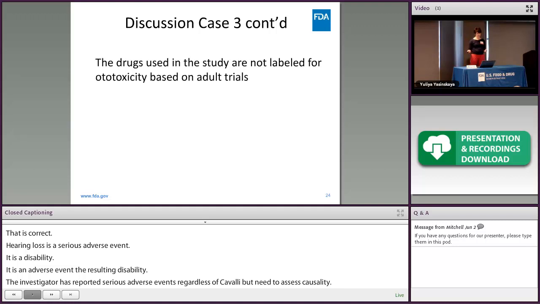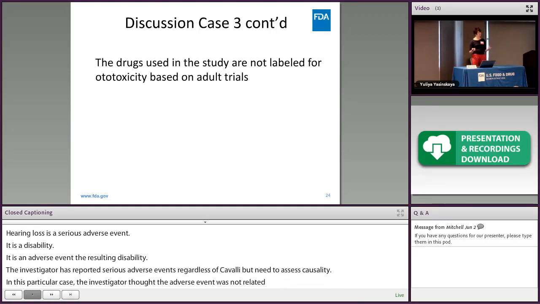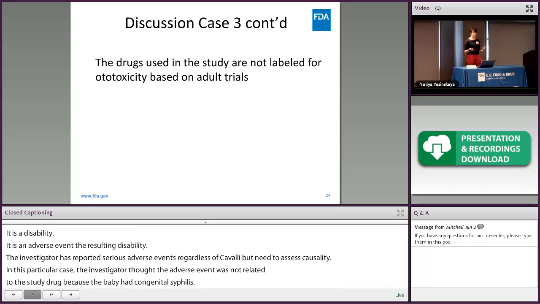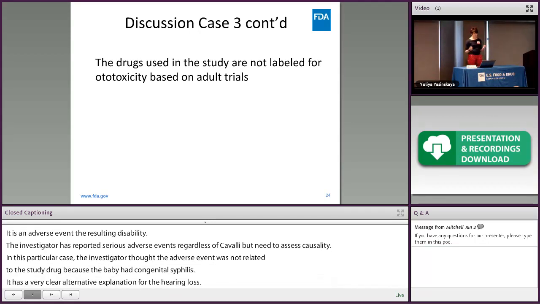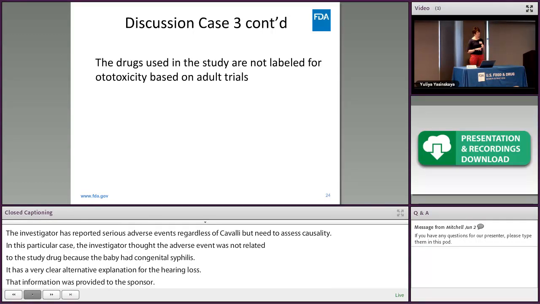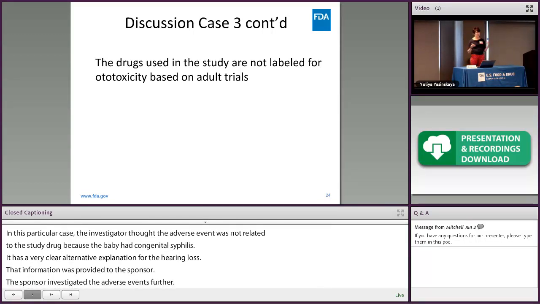The sponsor investigated these adverse events further. So first of all, the drugs are approved in adults. And they looked at the package insert, and there's nowhere that ototoxicity or hearing loss had been mentioned in adult clinical trials. So by definition, this makes this adverse event unexpected, right? So we have serious and unexpected.